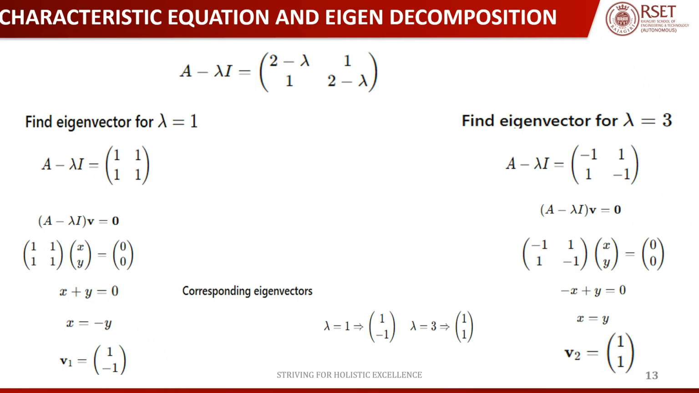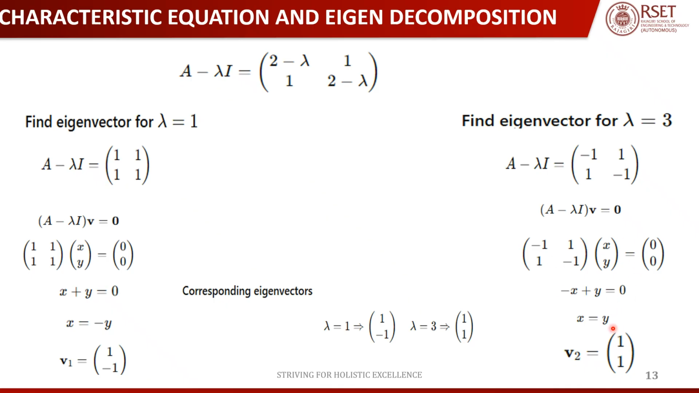Now coming to lambda equal to 3, we'll do the same procedure. We'll apply A minus lambda I when lambda equal to 3. At that time you have the first entry to be negative 1, and here also you have negative 1, and you have the matrix A minus lambda I into V is equal to 0. Since it's a 2 by 2 matrix, let V be equal to X, Y, and then you multiply, you have negative X plus Y is equal to 0.